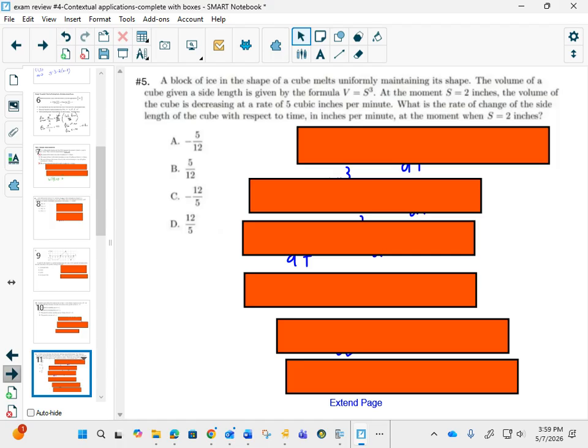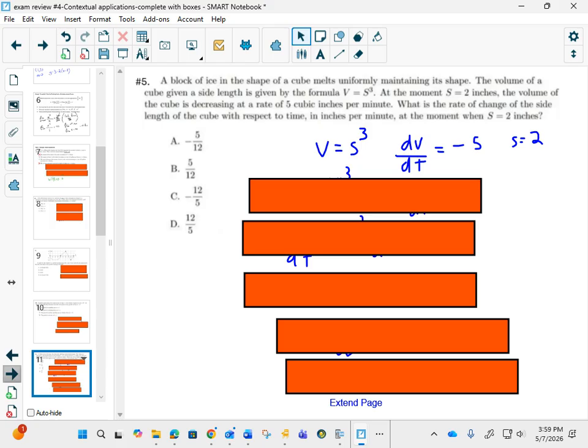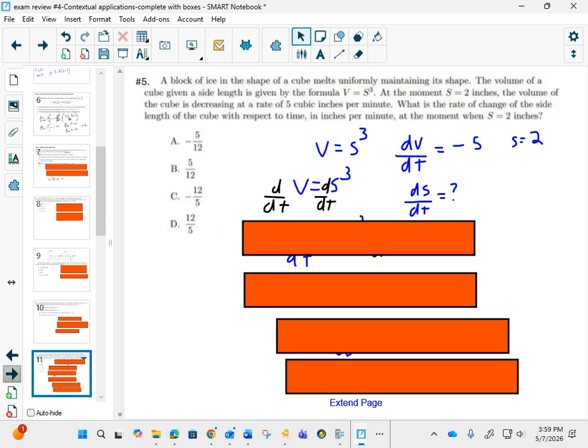This is definitely a related rates question. So how do we set up our related rates question? We look at our formulas. We look at what we know. We know that at s equals 2, dV/dt is -5. Once you have your formula, you can take d/dt of both sides. And our job is to find ds/dt.